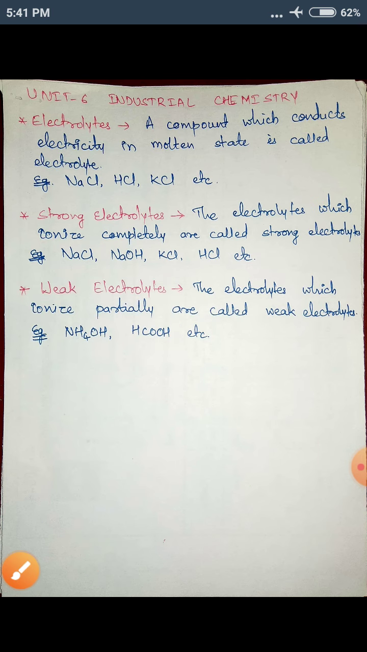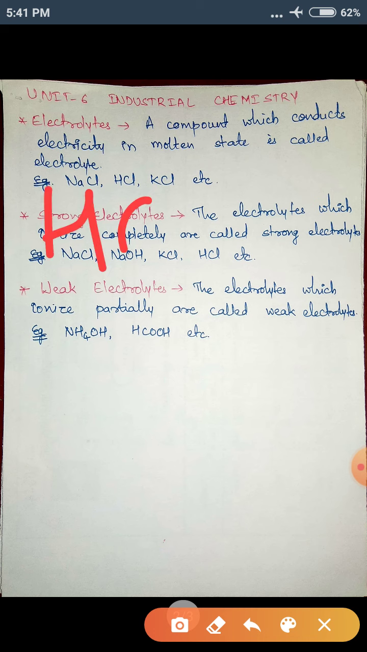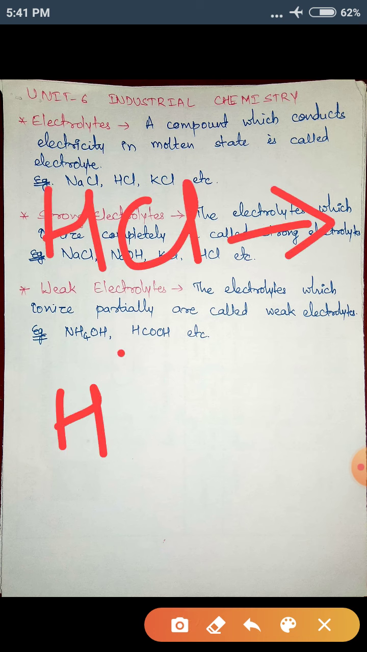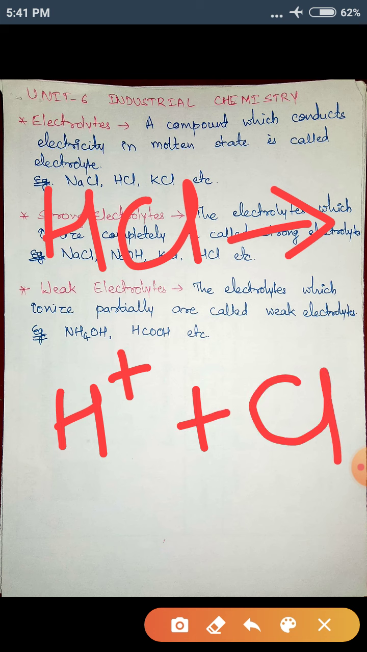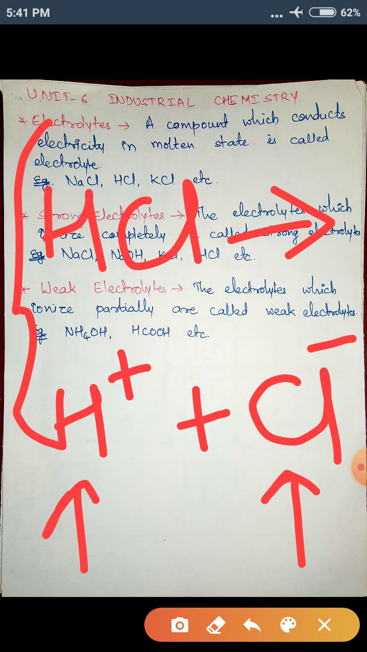If we dissolve HCl into water, we get H plus and Cl minus ions. Here they are called ions, and this whole process is ionization. So H plus and Cl minus ions are responsible for passage of electric current. Therefore HCl is an electrolyte. It is a compound which conducts electricity in molten or liquid state. When we add it in water, it becomes a liquid state of HCl which conducts electricity.